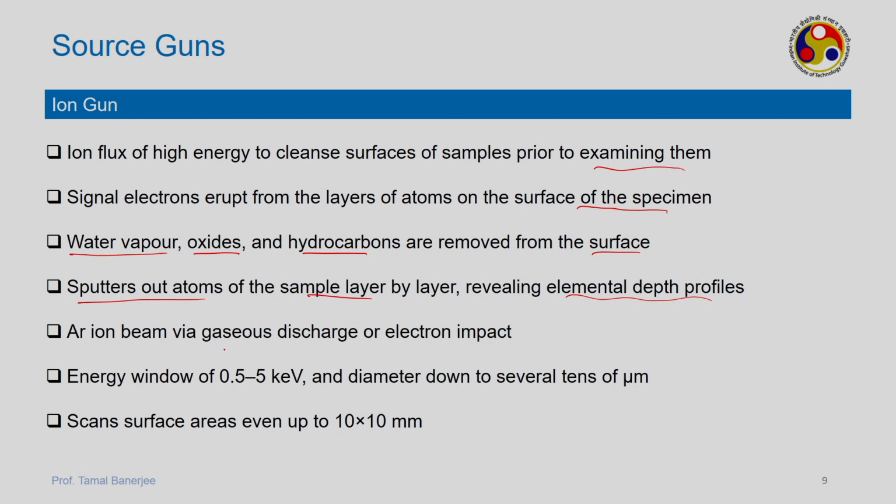An ion beam via gaseous discharge or electron impact gives the ion beam, with an energy window of this much and a diameter of a micrometer. It can scan areas up to 10 by 10 millimeter. As I told you, because of the ubiquitous elements carbon, oxygen, nitrogen in the atmosphere, the oxides of these can be adsorbed onto the surface. So, in order to clean them, to make it contamination free, you use this ion gun.